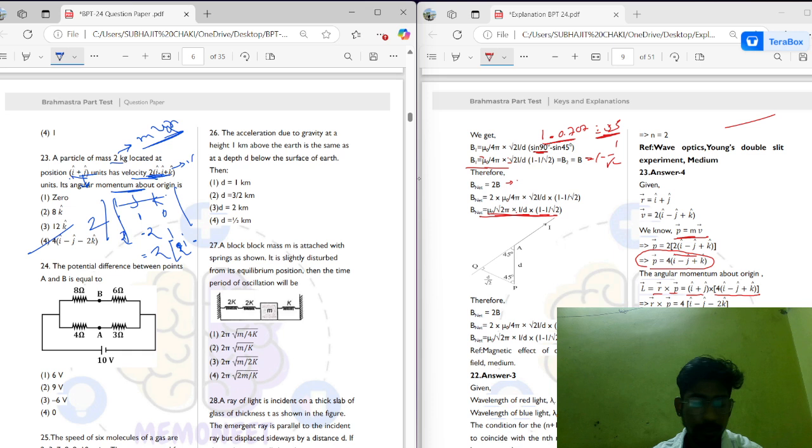P1 by P2 equals R by 2R, that means it equals 1:2. It will be the answer. Here you can see the I is given, P1 is calculated like this, and P2 is calculated like this. Now take the ratio. 9R cancels out, V square cancels out. That means P1 by P2 equals 1:2. That means option number 4.